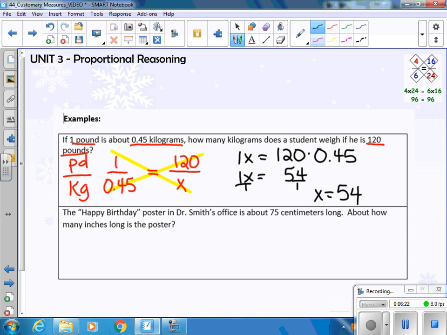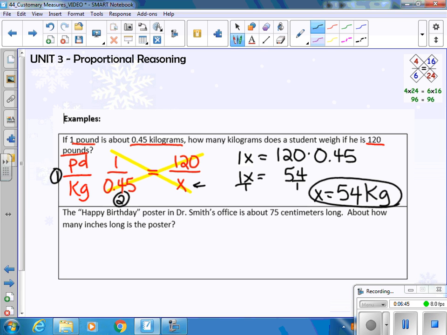What are we looking for? Well, if you look where your x is, my x is here, and if you follow it over, it'll tell you what units. My units are kilograms. So my answer is 54 kilograms. It's that simple. Line up your units first, set up your proportion, and then cross multiply and divide as your third step. Here's another sample problem.